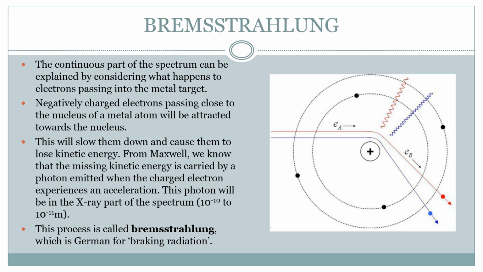Now, this process is referred to by the German name for it, which is called Bremsstrahlung, which is German for braking radiation. It's the radiation produced when an electron is braked or slowed down.